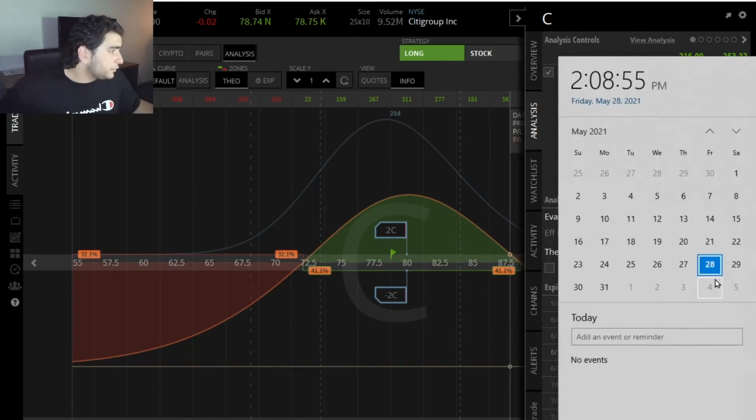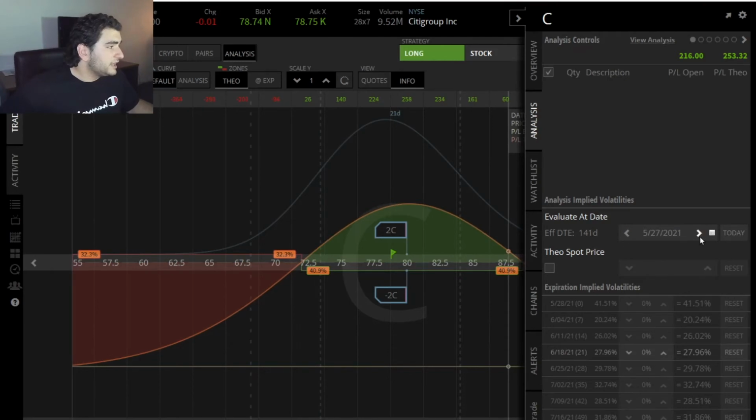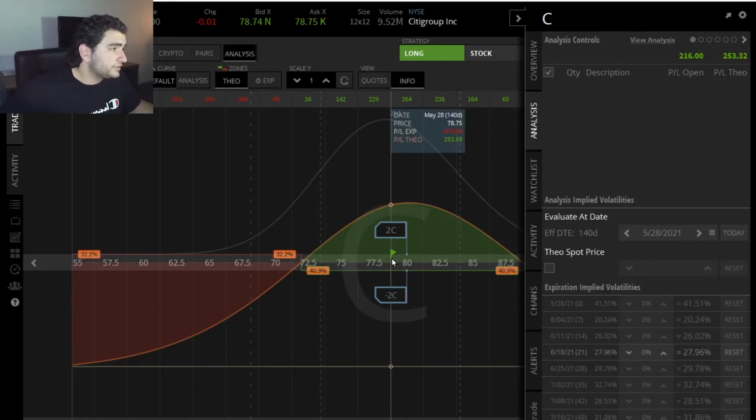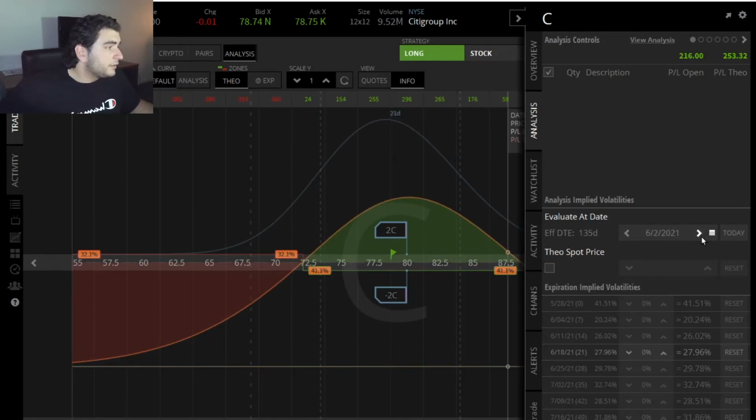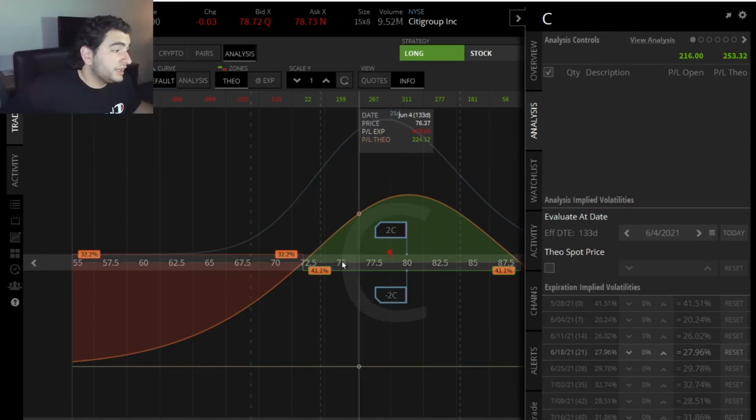So next Friday will be the 4th. This is what it would look like from today until the 4th. Right now we are sitting at a theoretical P&L open of just about $254. In one week, we will be sitting at about $298 P&L open if everything stays the same. That's assuming that Citigroup doesn't move, but it will move.